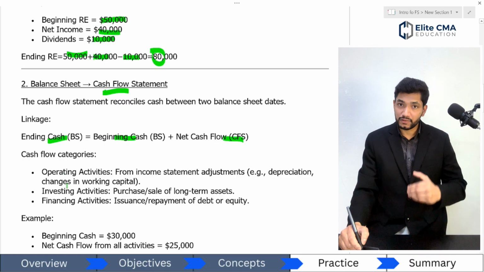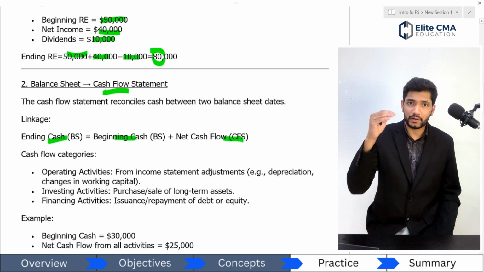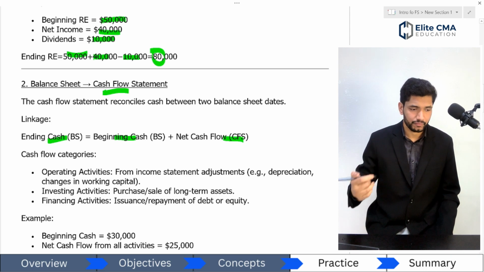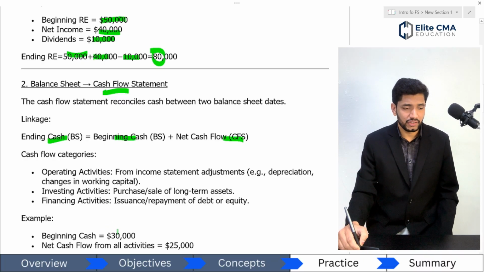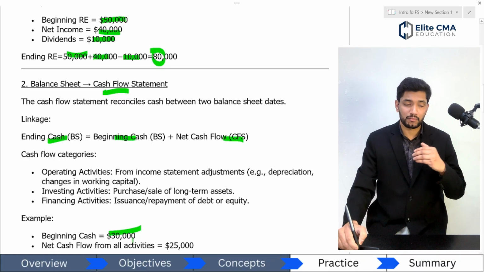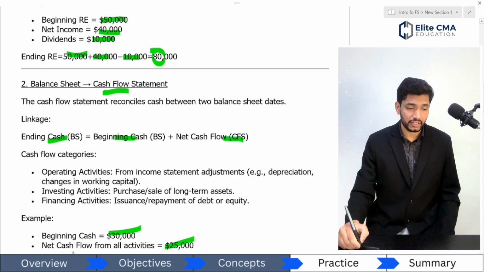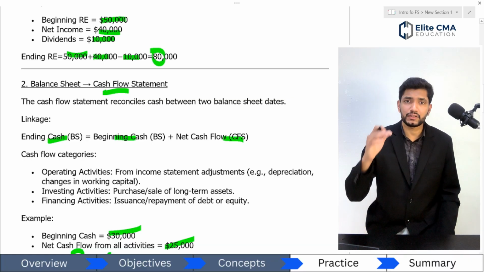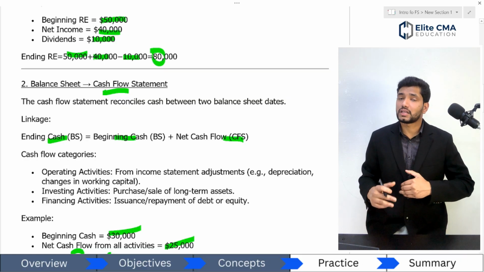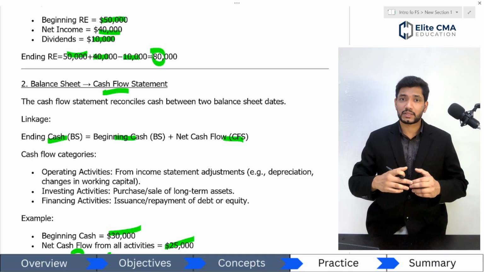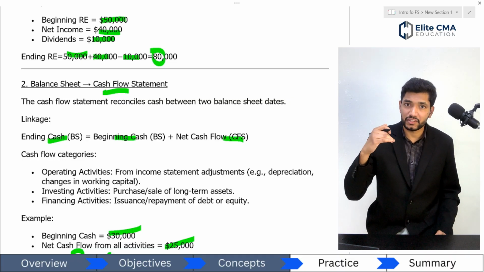In the cash flow statement, as we discussed before, we have classified all activities into three: operating, investing and financing activities. You can see this example. The beginning cash is 30,000 and the net cash flow from all the activities is 25,000. In this case, the ending cash balance is 30,000 plus 25,000, which is 55,000. If the net cash flow from all activities increases, it will automatically impact the cash balance in the balance sheet as well.